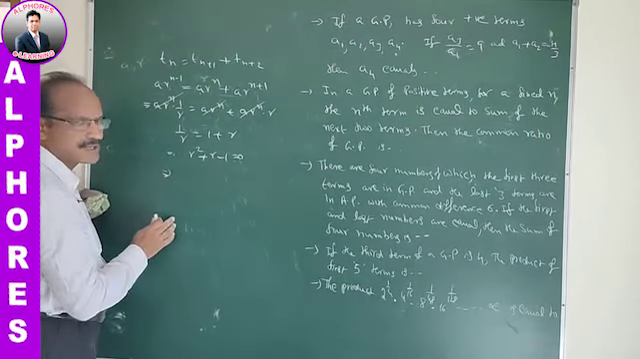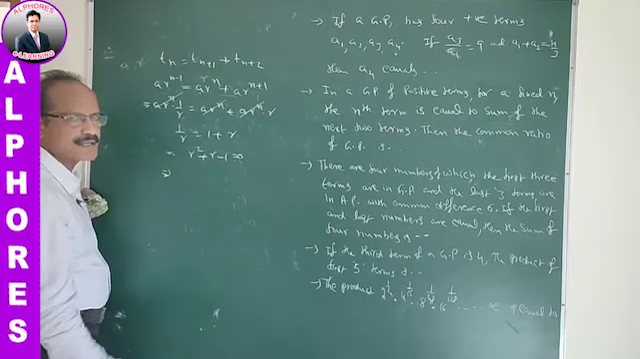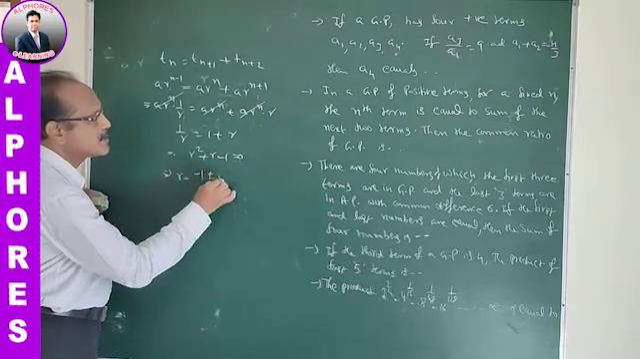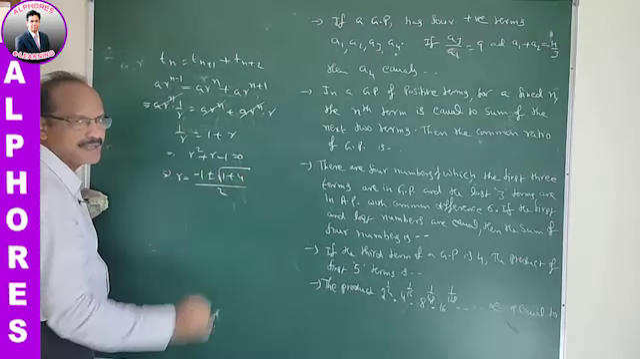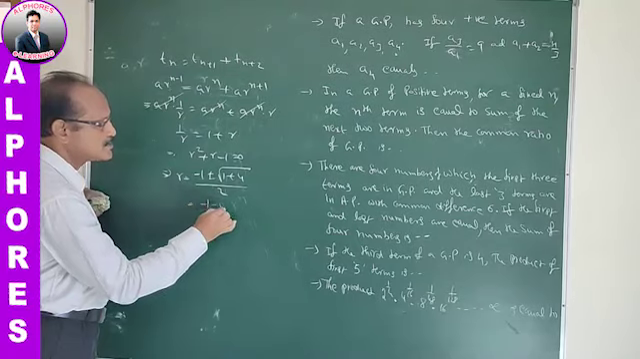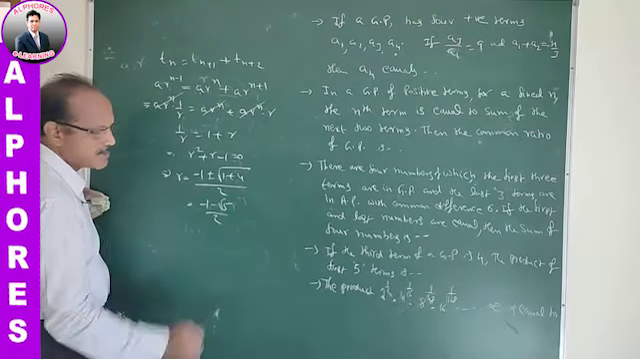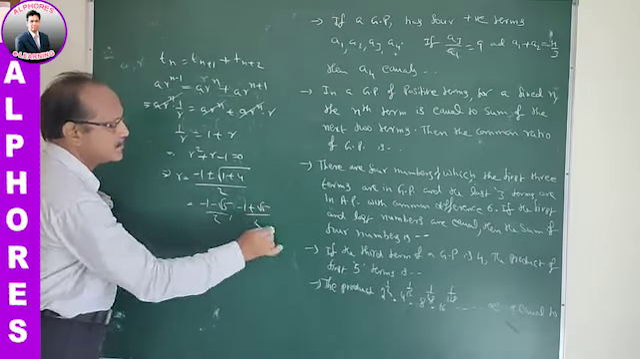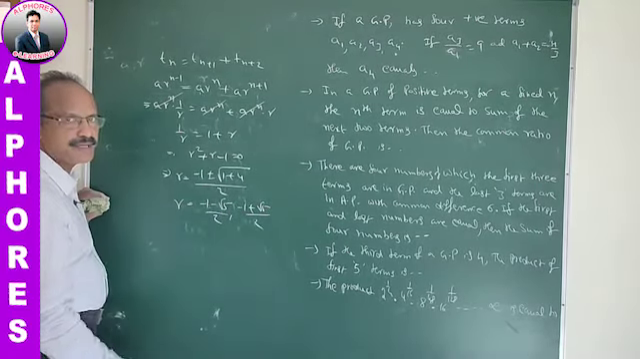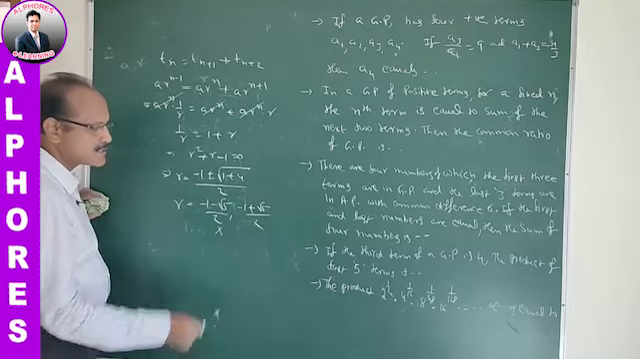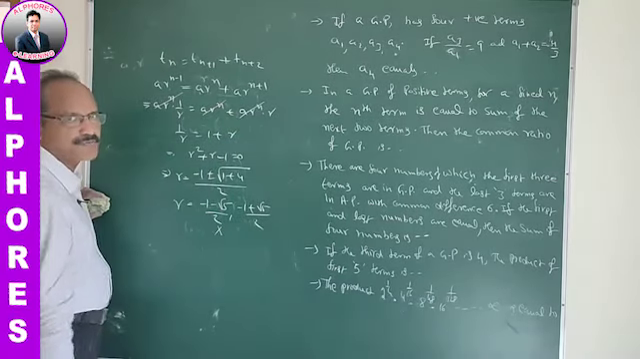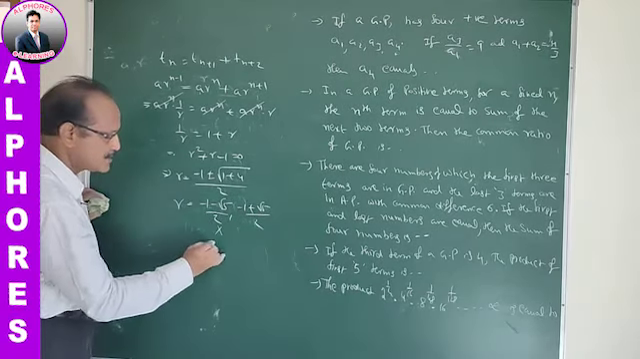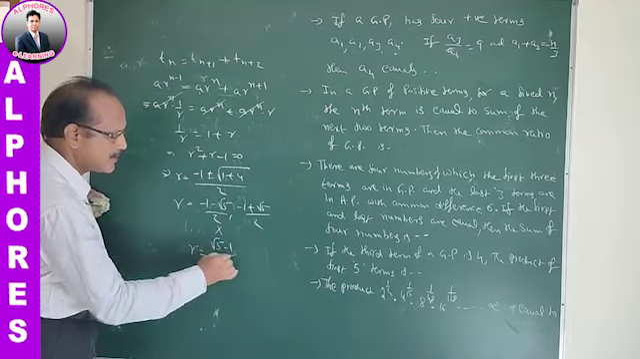So I am using the quadratic equation roots formula, minus b plus or minus root of b square minus 4ac by 2a. That is r is equal to minus b plus or minus root of b square minus 4ac by 2a. This has two values, minus 1 minus root 5 by 2, comma, minus 1 plus root 5 by 2. These are our two values. But the negative r value is neglected because the given GP has positive terms, right? Therefore, r value is root 5 minus 1 by 2.